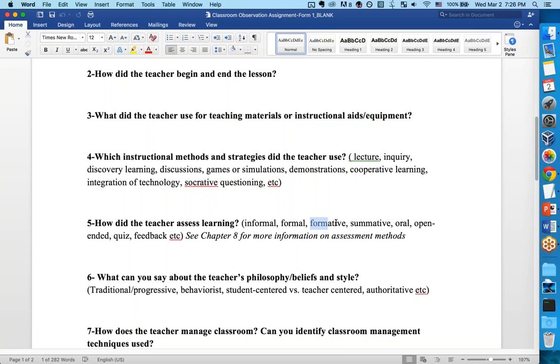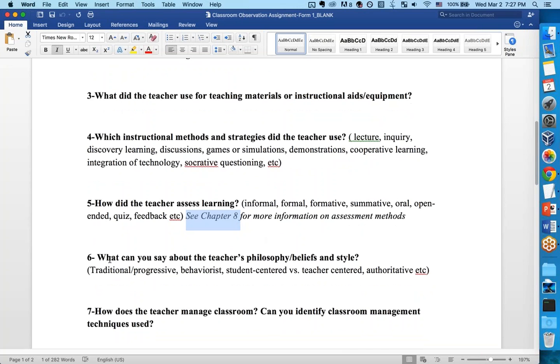Formative assessment happens during the lesson, during the instruction. Summative assessment, most likely at the end of the lesson or when you close the unit. Oral check, verbal check, open-ended questions, quizzes, feedback, etc. Well, we haven't talked about assessment in detail, but if you want to learn more about assessment, refer to chapter 8 in our book.